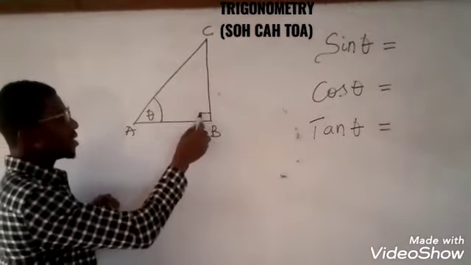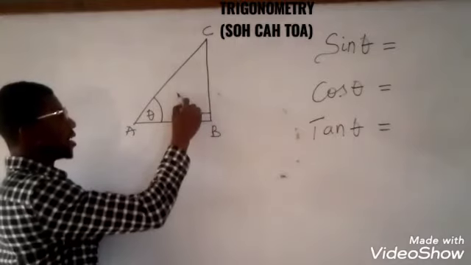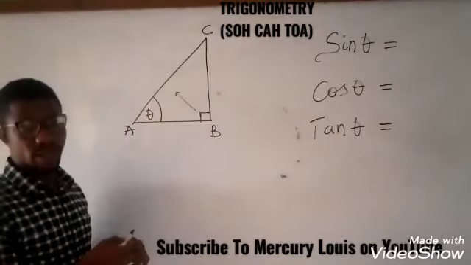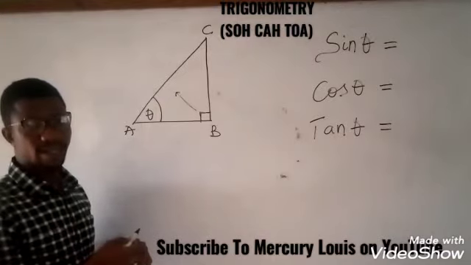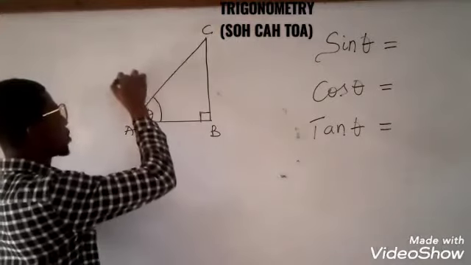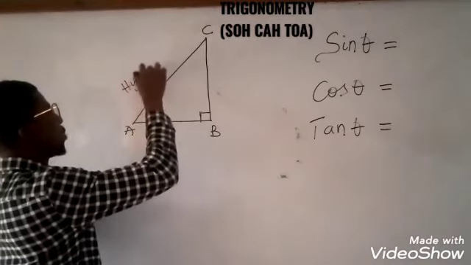where the angle 90 degrees faces, where it is facing, is always the longer side. And it is termed as the hypotenuse. So this is the hypotenuse. This side is the hypotenuse.